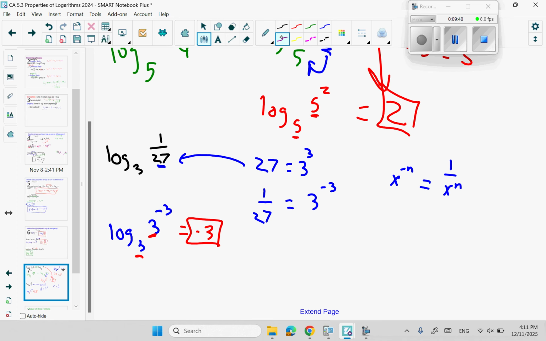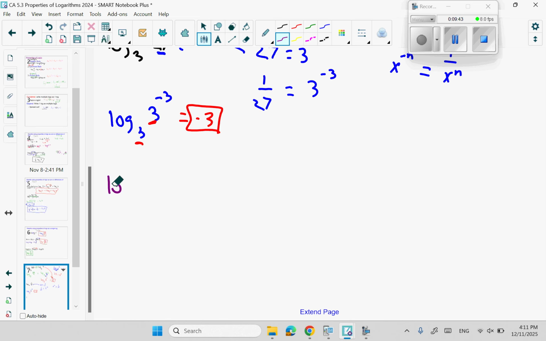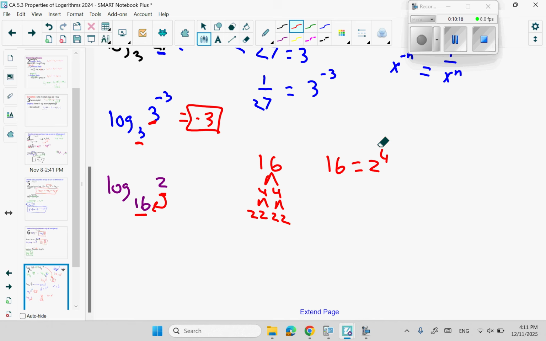I can even go one step further. Let's say I have log base 16 of 2. Well, this one's a little bit weirder because 2 can't be written as 16 with an exponent, but it actually can. So if I ever get something like this, I should try to break down this number. So for example, if I break down 16, that's 4 times 4, or 2 times 2, 2 times 2. So interestingly enough, 16 is 2 to the 4th.